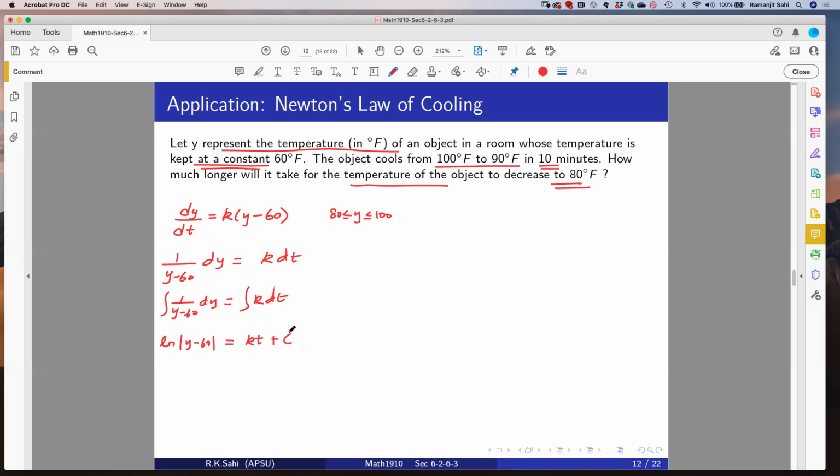Now you've got to be careful because we're only looking at the temperature from 80 to 100. That means my y will always be greater than 60. As the temperature is more than 60, clearly the difference y minus 60 is definitely going to be positive.